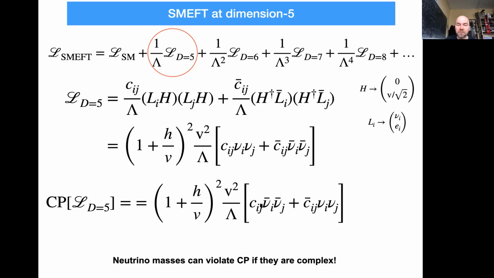So if we take the CP of that Lagrangian, again, remember, I'm using here this 2-component notation. So nu is a 2-component fermion, and CP acts as interchanging nu with nu bar. So if you take a CP, nu changes into nu bar and nu bar changes into nu. So the Lagrangian is not the same if these Wilson coefficients are complex. So these Majorana masses of neutrinos can violate CP.